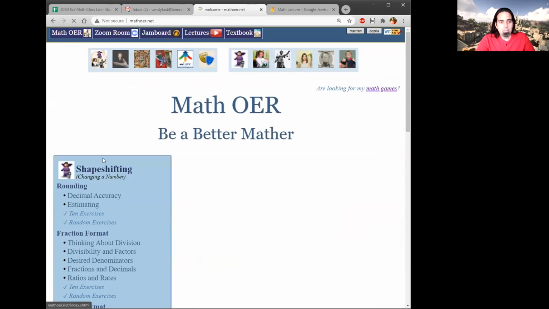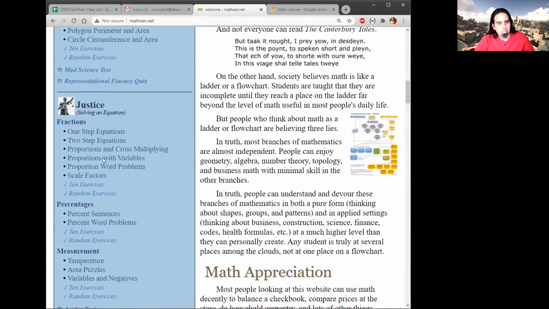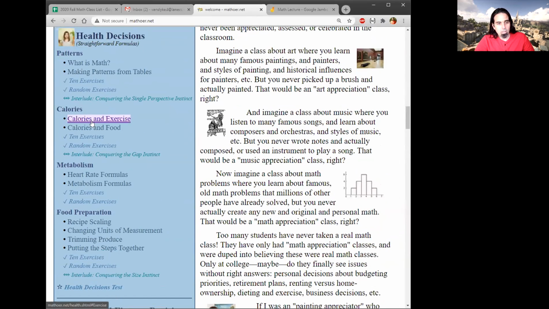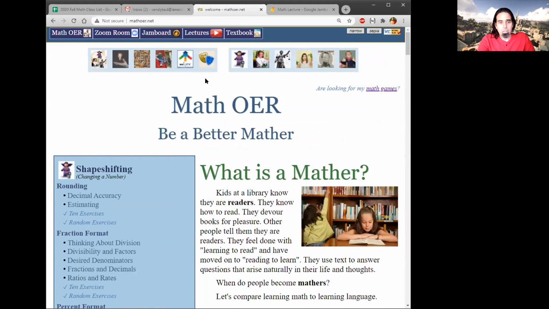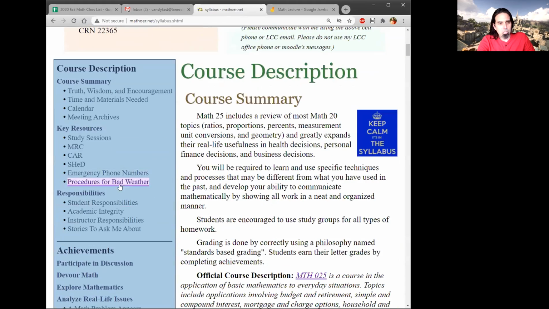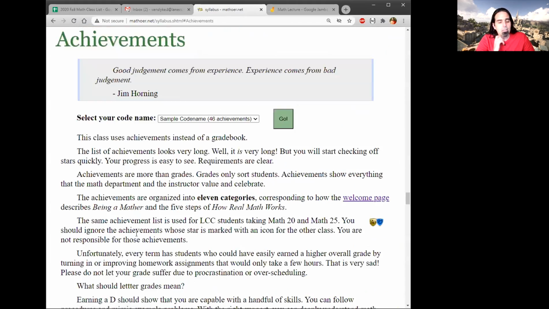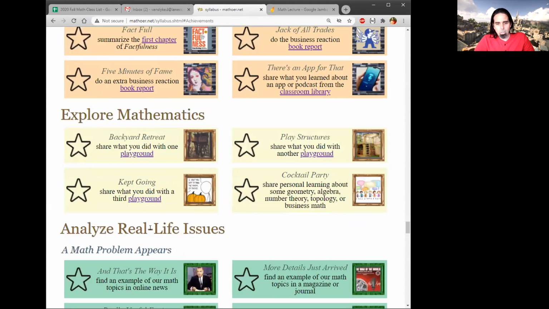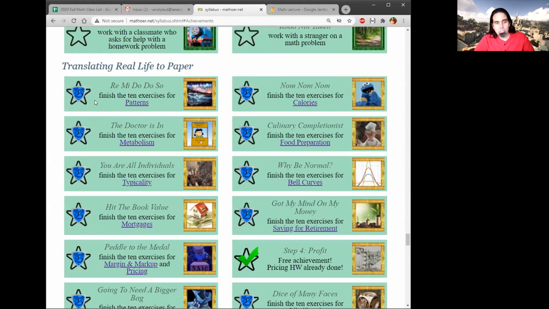When we go to the main table of contents, you can see direct links to that. We had the 2 sections about calories. You could go right to the 10 exercises. You could go right to the random exercises. In your syllabus, when we're looking at the achievements for grading, a bunch of them have these Math 25 stars. If you or a group you're in turn in the 10 exercises for calories, you'll get a green check mark here and we'll know it's done.